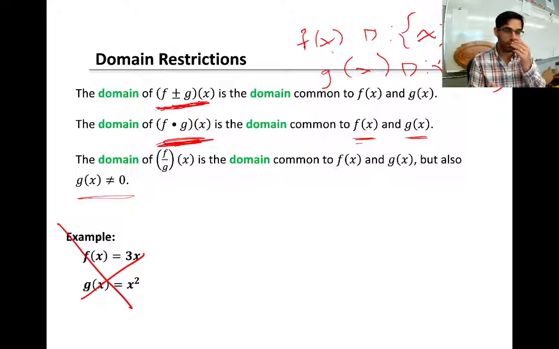Now when we divide functions, like f divided by g of x, the same rule applies for the domain. It has to be the domains in common of f and g, but also the bottom function, in this case g, cannot be equal to 0, which is one of our original rules. You can't divide by 0.